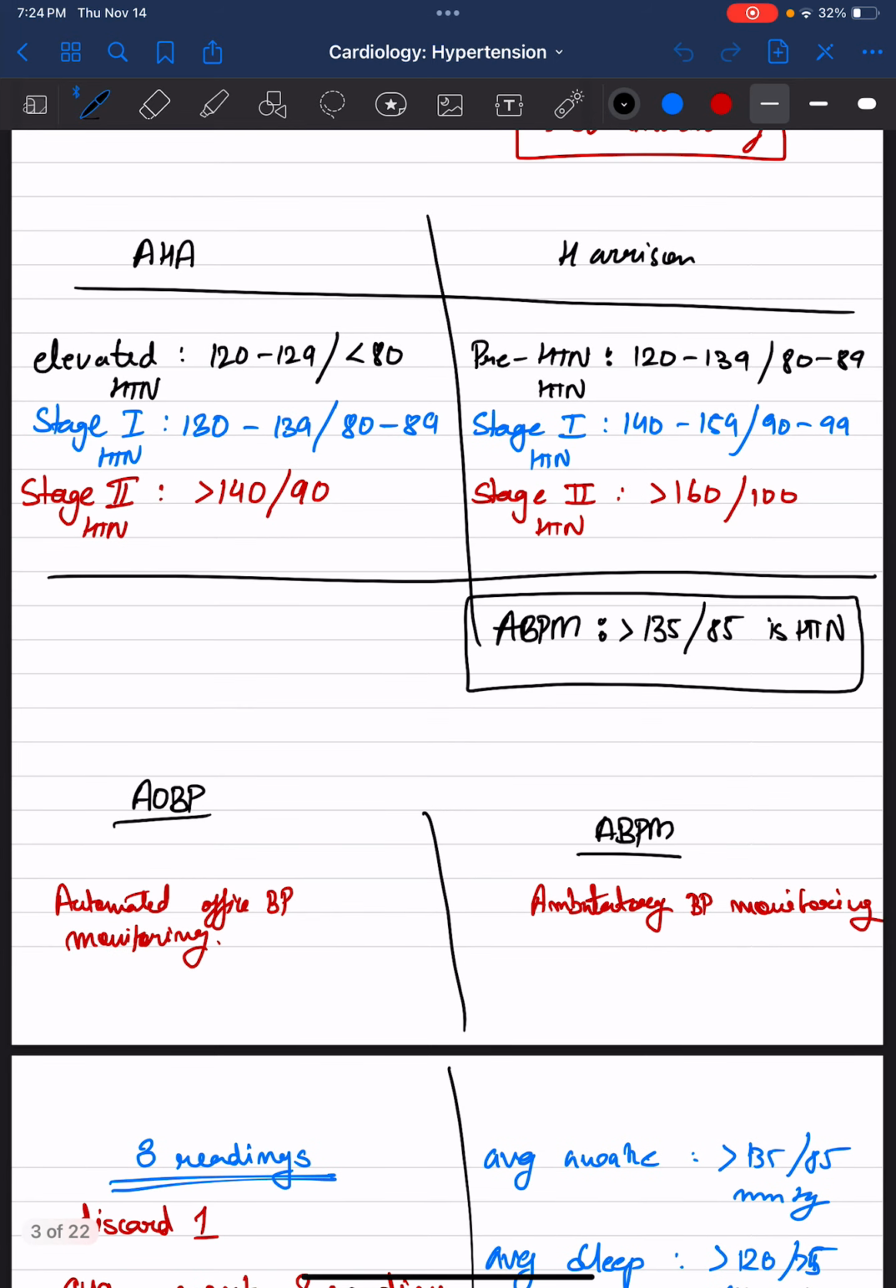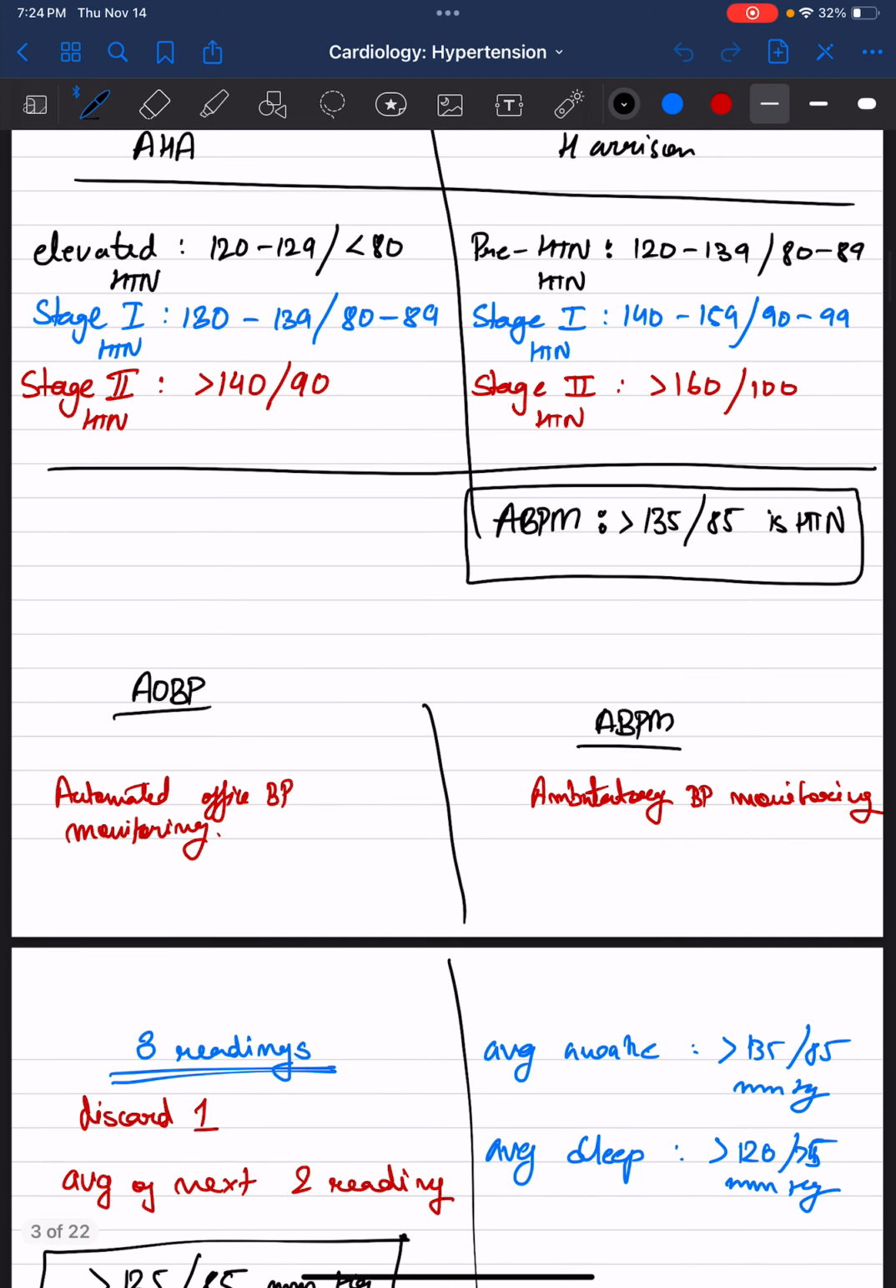But in Harrison, it is not called elevated, it is called prehypertension, which is stated as 120 to 139 systolic and 80 to 89 diastolic. Stage 1 hypertension according to Harrison is 140 to 159 systolic and 90 to 99 diastolic. Stage 2 hypertension according to Harrison is more than 160 by 100. So stage 2 hypertension according to AHA means more than 140 by 90, but by Harrison it means more than 160 by 100.